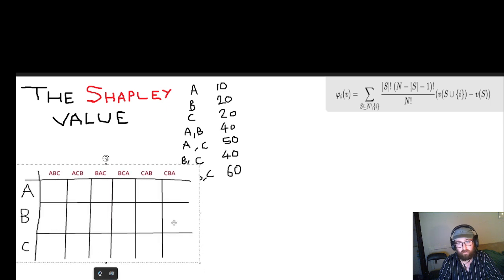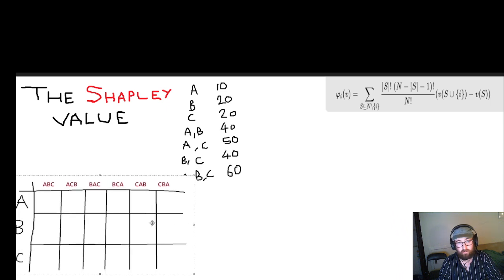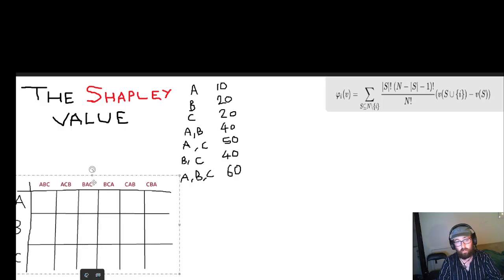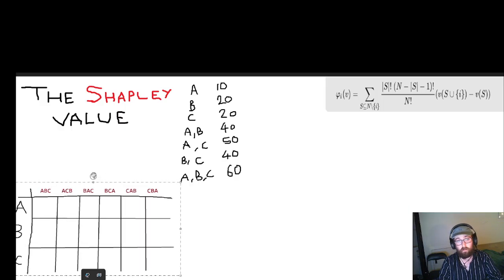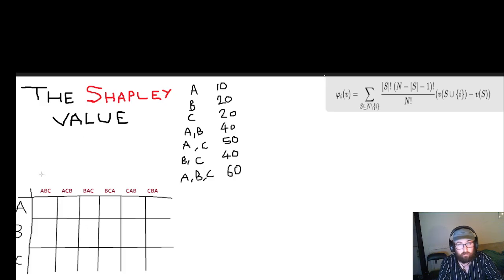I've actually pre-made a table because I don't want to draw it all out. You'll notice this time we have 6 columns, and that's because now there are 6 orders in which we can add the people into our system, which is 3 factorial. There's 6 combinations, and you see them all listed here. So let's go through them. In the first scenario, person A is by themselves.